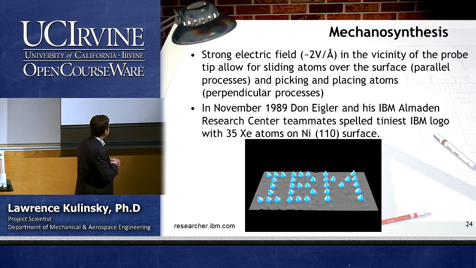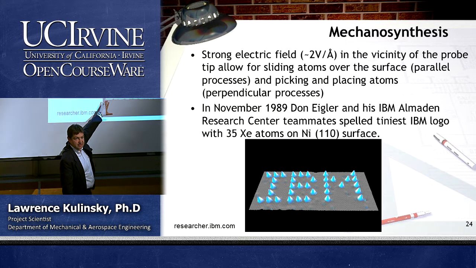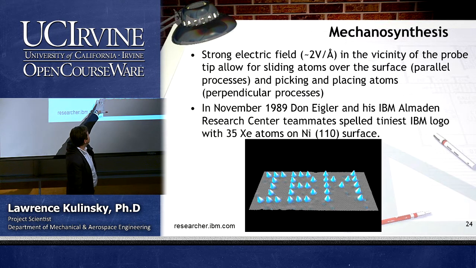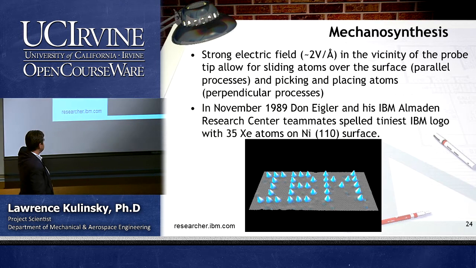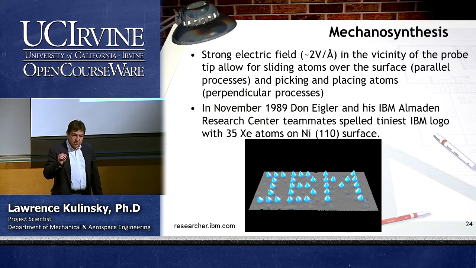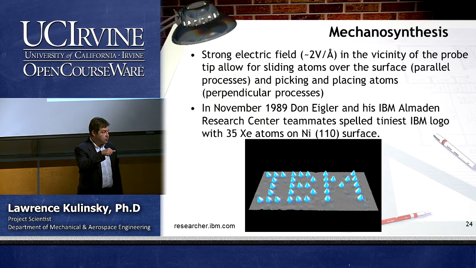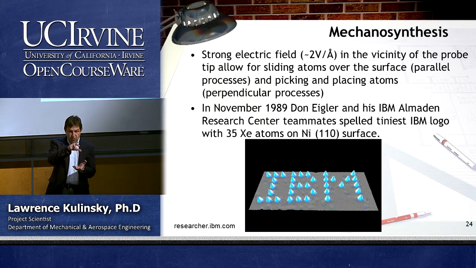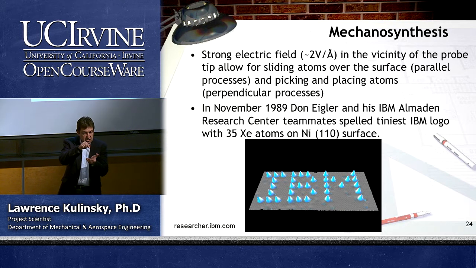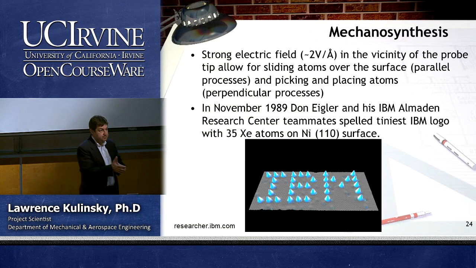So they spelled the world's smallest IBM logo. This was done at IBM on nickel with xenon atoms, okay? The reason you can do that is because for STM, not AFM, you actually have current going between the probe tip and the surface. So you can use that current to affect individual atoms on the surface.